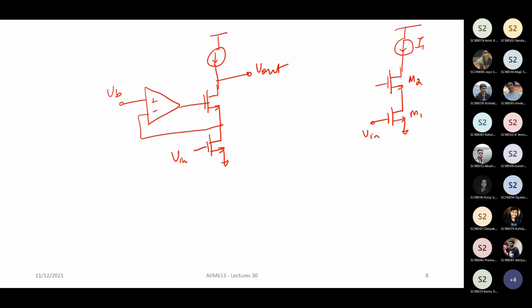Now, this is basically an amplifier, right? Basically, you want an amplifier here. So if you put a common source amplifier here, let's call this M3. This is connected to here. This is connected basically here.